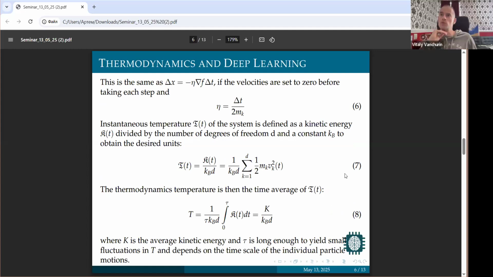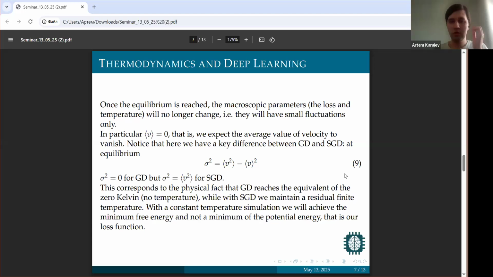So the next goal is to define the equilibrium state and to find the similarity between the equilibrium state in thermodynamics and in machine learning. As we know from machine learning, the equilibrium state is some state where the loss function doesn't change on average, or changes with small fluctuations. Their idea correlates: all macroscopic parameters, loss function and temperature, at the equilibrium state will not change, and can change only with small fluctuations.